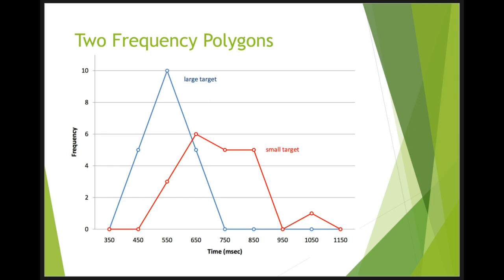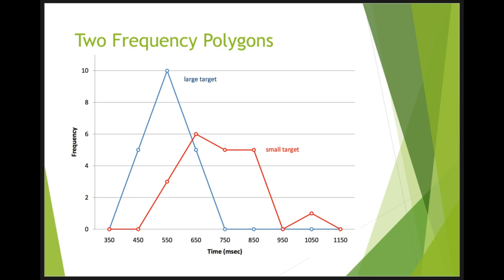Frequency polygons are especially useful for comparing distributions. This is achieved by overlaying the frequency polygons drawn for different data sets. This figure provides an example. The data are from a task in which the goal is to move a computer cursor to a target on the screen as fast as possible.